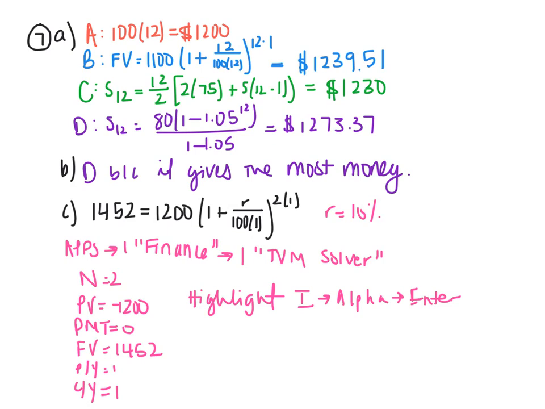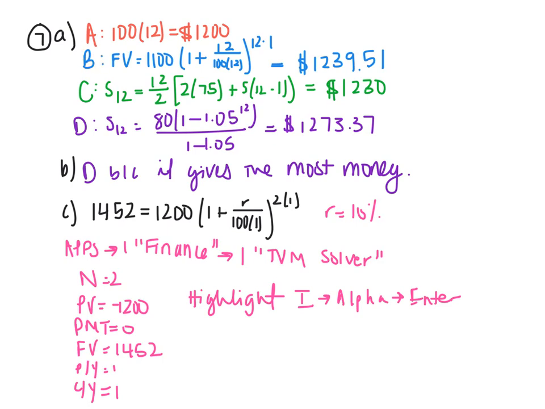So we have the future value of $1,452 is equal to the present value of $1,200 times 1 plus your rate, which we don't know, over 100 times 1 because it's compounded annually just once, raised to the how many years of 2 times how many times a year it's compounded, which is 1. So you could solve this just algebraically, or you could use the financial app on your graphing calculator. You could have done that up here for option B as well.